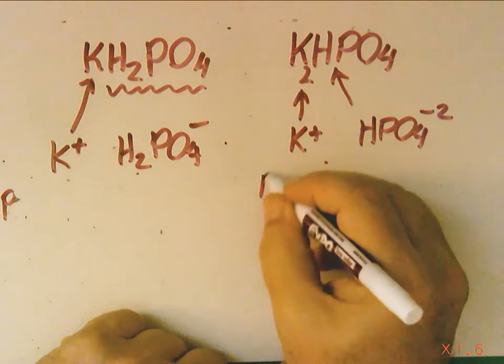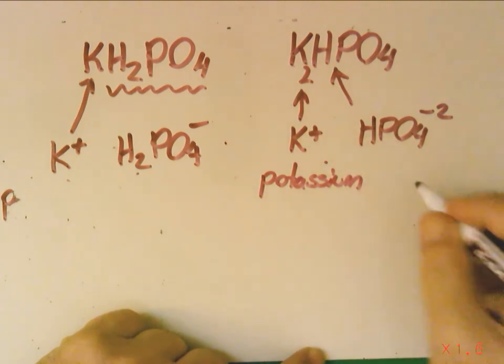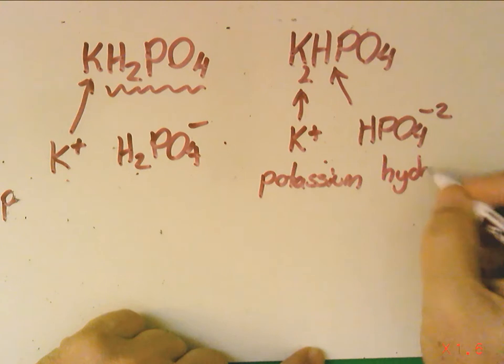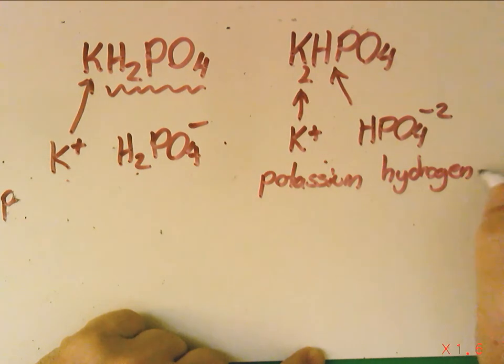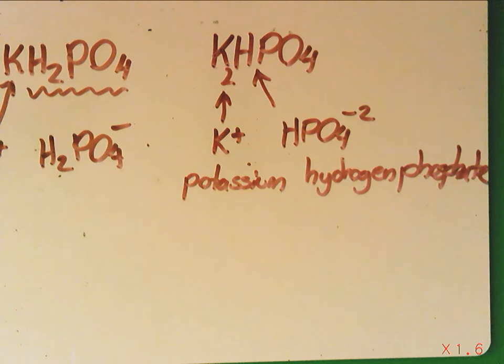So I'm going to call this a potassium ion, and this is a hydrogen phosphate ion. Hydrogen phosphate. All right, so practice those. There are a fair number of these on the homework that I'll be putting up.